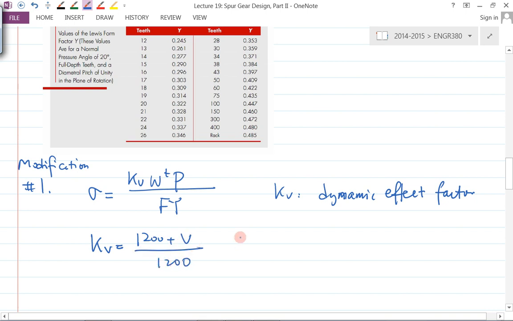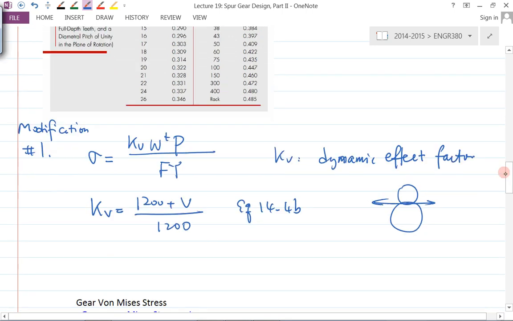One of these that you will see for Kv is equation 14-4b from the textbook: 1200 plus V over 1200, where V is the pitch line velocity. You have gears in contact with each other, and at the pitch point you have this pitch line velocity. That's the V. But you have to be careful, though. This is probably not what we're going to use in terms of the actual AGMA equation. I'm just showing you an example of what you can do to crack this stress.